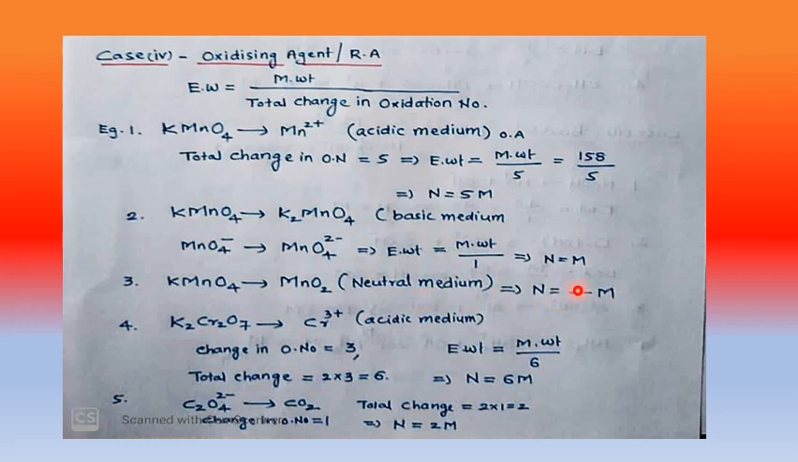So this is the question for you. Try to solve. Calculate the oxidation state on the left hand side and right hand side for the Mn. You will get the answer. Next, K2Cr2O7, potassium dichromate, to the Cr3 plus, chromium 3 plus ion, in acidic medium. So the change in oxidation number, this is the case very important now.